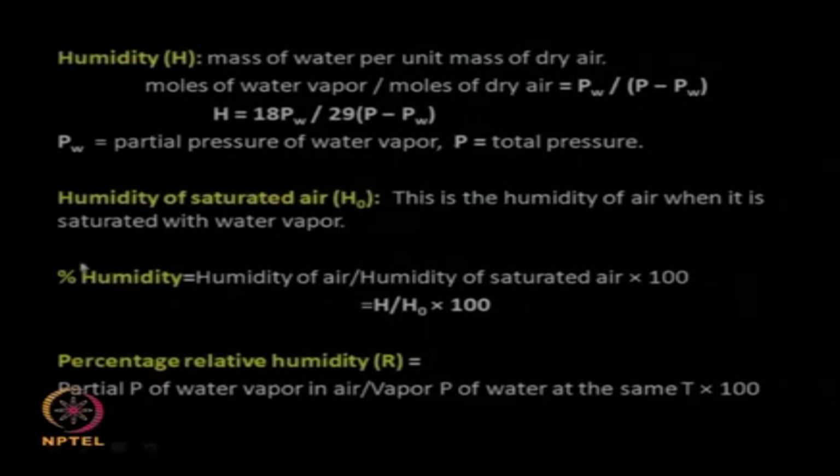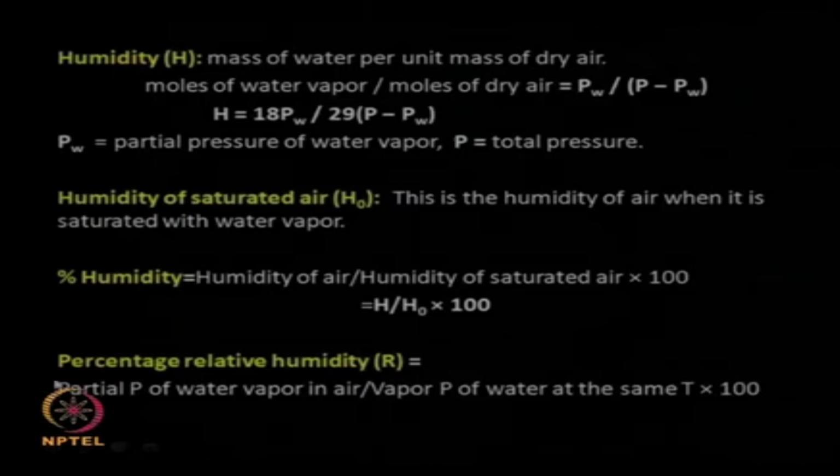Now percentage humidity is the humidity of air divided by the humidity of saturated air. So obviously this is H by H naught into 100, this is called the percentage humidity. Now percentage relative humidity is the partial pressure of water vapor in air divided by the vapor pressure of water at the same temperature, into 100.